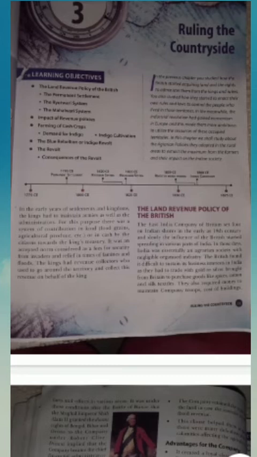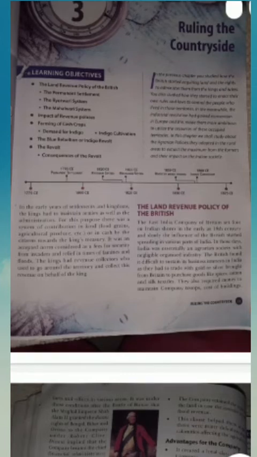The land revenue policy of the British. The East India Company set foot on Indian shores as early as the 18th century, and slowly the influence of the British started spreading in various parts of India. In those days, India was essentially an agrarian society. Most of the people were farmers here. The British found it difficult to sustain their business interest in India as they had to trade with gold or silver brought from Britain to purchase goods like spices, cotton, and silk textiles.